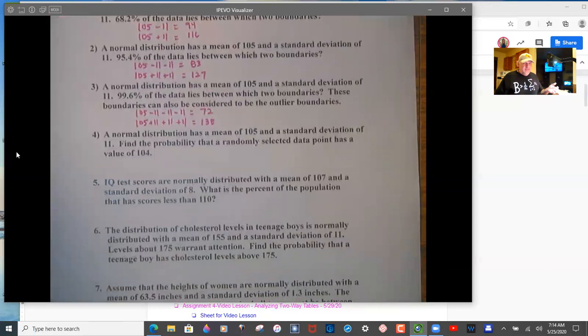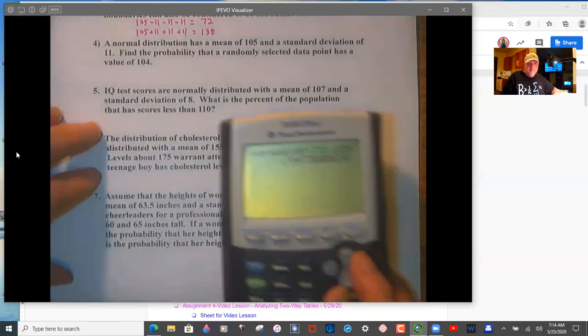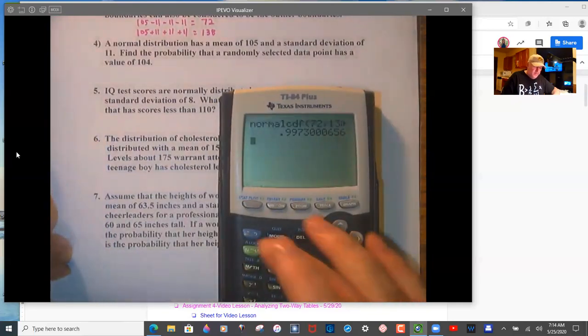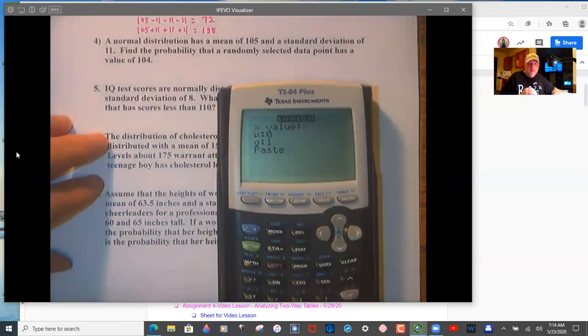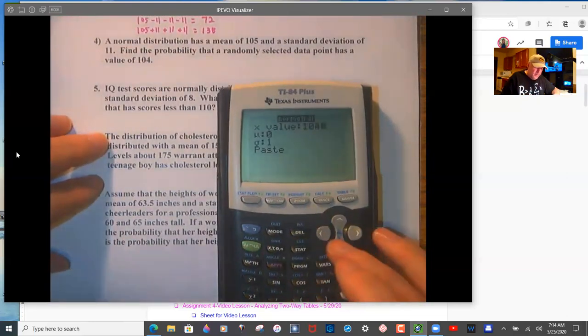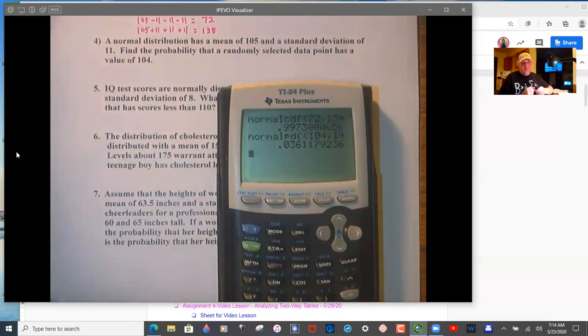Okay, and then 4, 5, 6, and 7 are all about using the normal PDF. On number 4, that's the difference: we would need a normal PDF. That's when you have just one single X value and you want the probability. So a mean of 105, which of course is going to be very low because there's an infinite number of values around 105. So 0.036, so 3.6% chance.